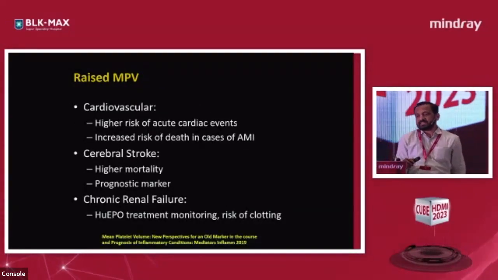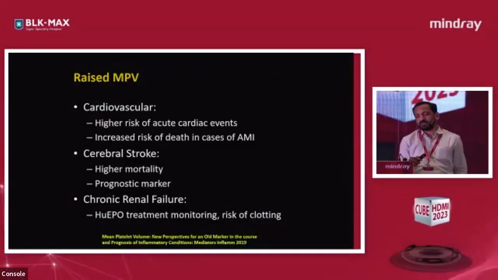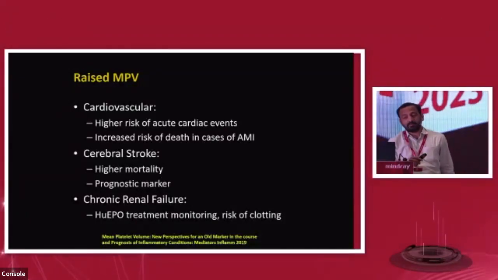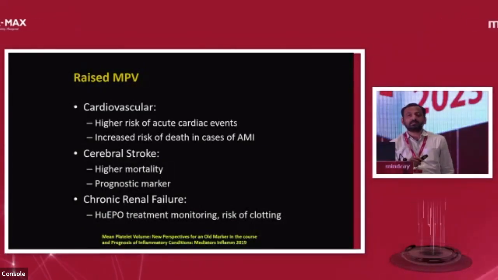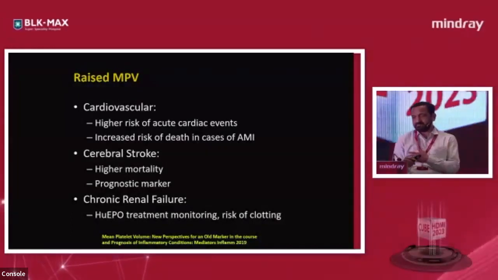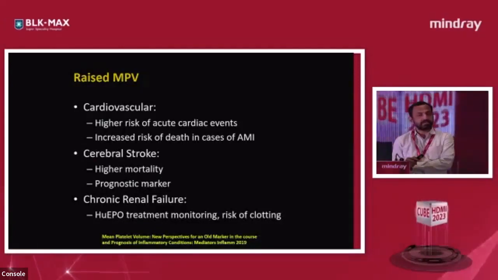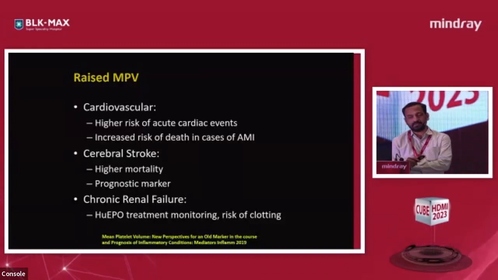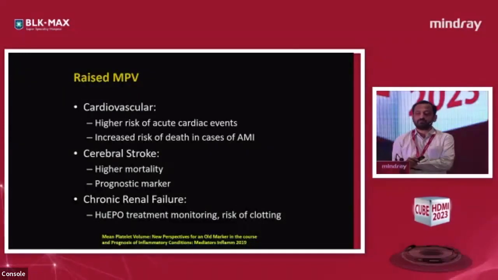Now, you can see raised MPV in the following conditions, and it does have a significant impact. In cases of cardiovascular conditions, a high MPV carries a risk of acute cardiac events and increased risk of death in cases of acute myocardial infarction. Cerebral stroke, same scenario, and it can be used for monitoring of recombinant human erythropoietin levels in patients of chronic renal failure. But a high MPV carries a risk of clotting.